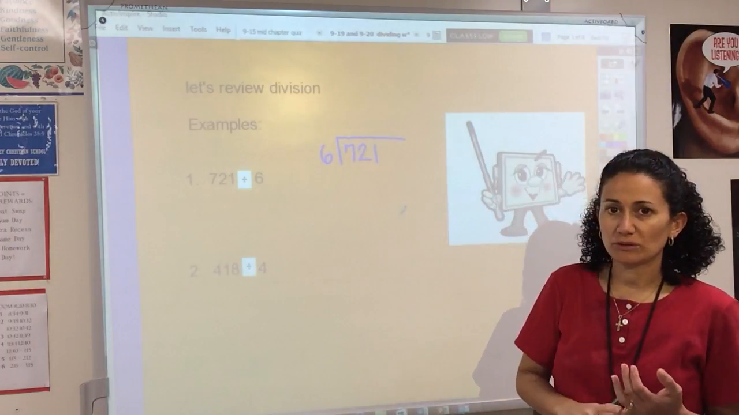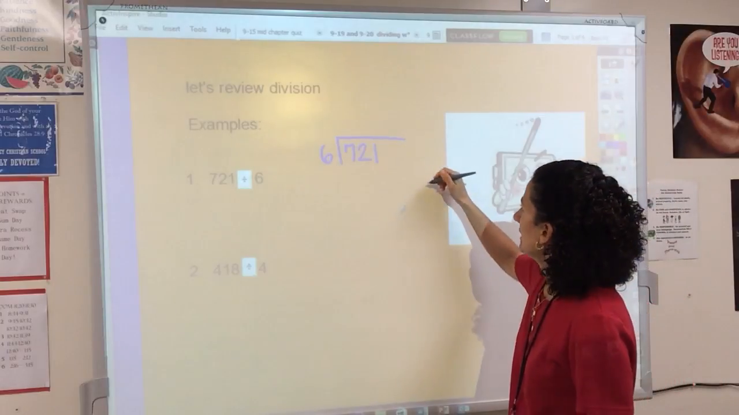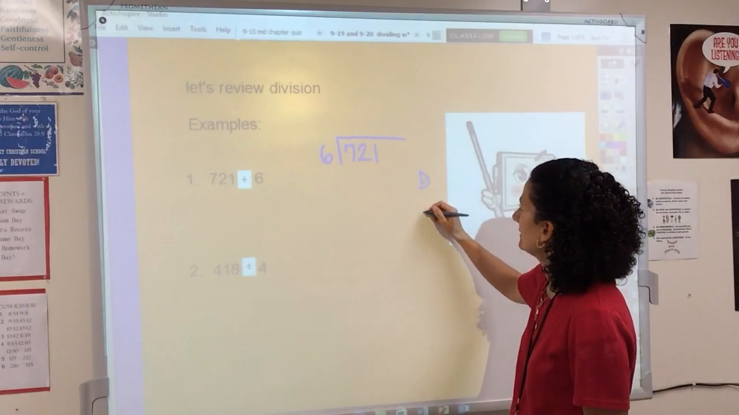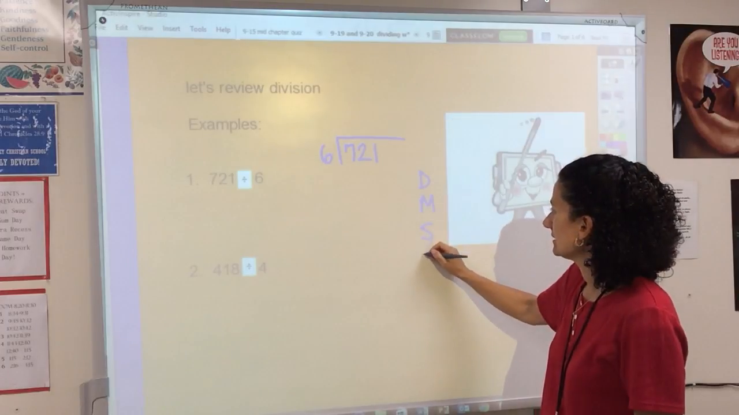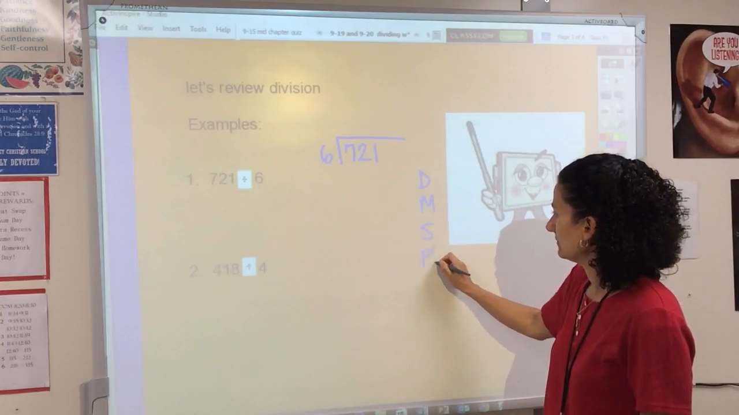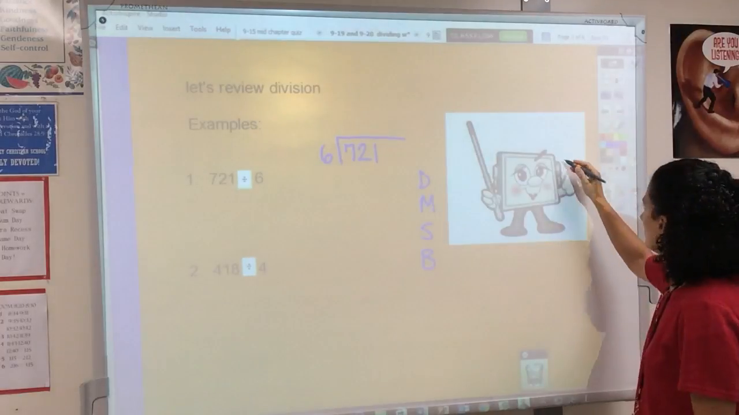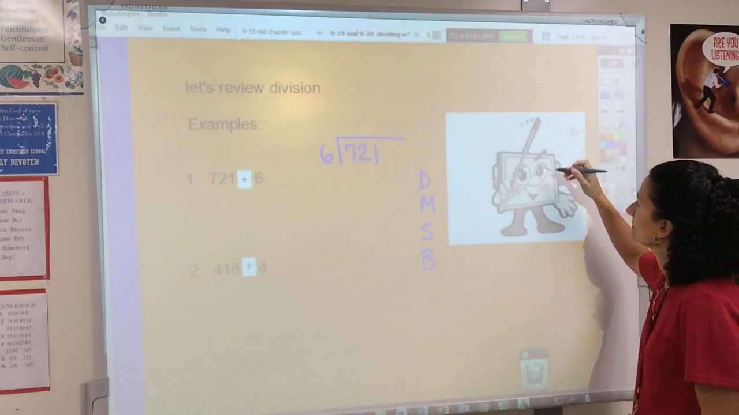Remember, the order in which we divide in long division is we divide, then we multiply, then we subtract, then bring down. And there's a couple of mnemonic devices that you can use.